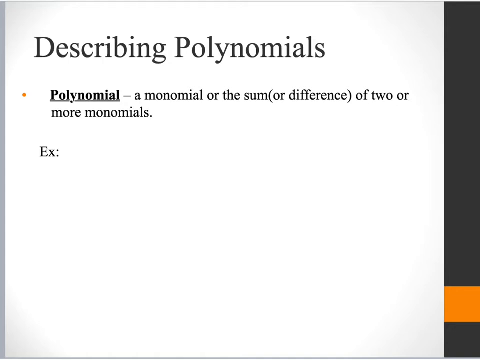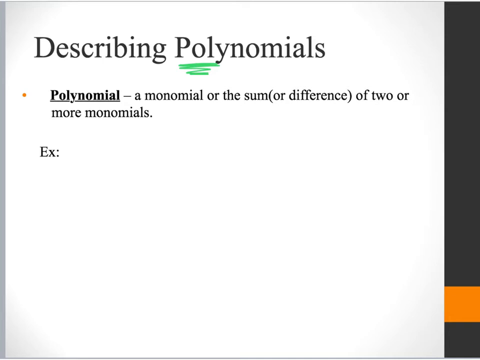So that was for monomials. Remember, the prefix mono means one. Now when we look at polynomials, which is kind of going to be what we deal with more often than not, the prefix poly, if you don't know, means many. So a monomial can fall underneath the polynomial category, but a lot of times when we're talking about polynomials, we're talking about more than one term. So if you look at the definition, it says that a polynomial is either a monomial or the sum, or it could be the difference, of two or more monomials.